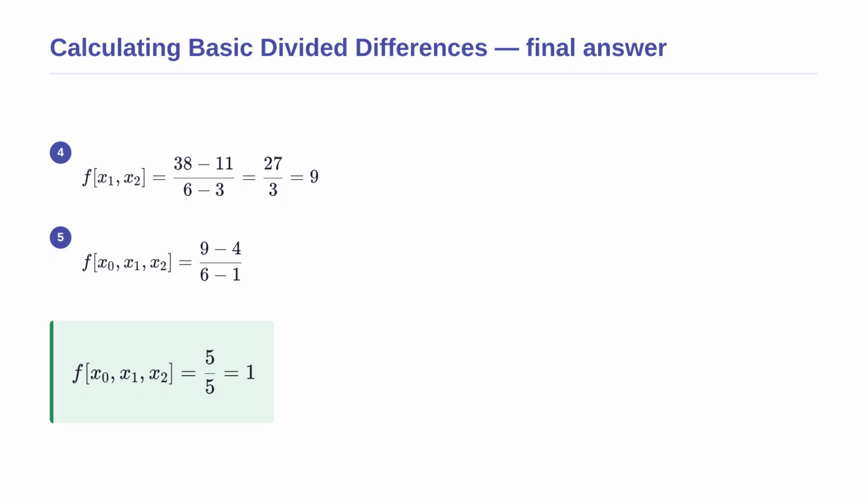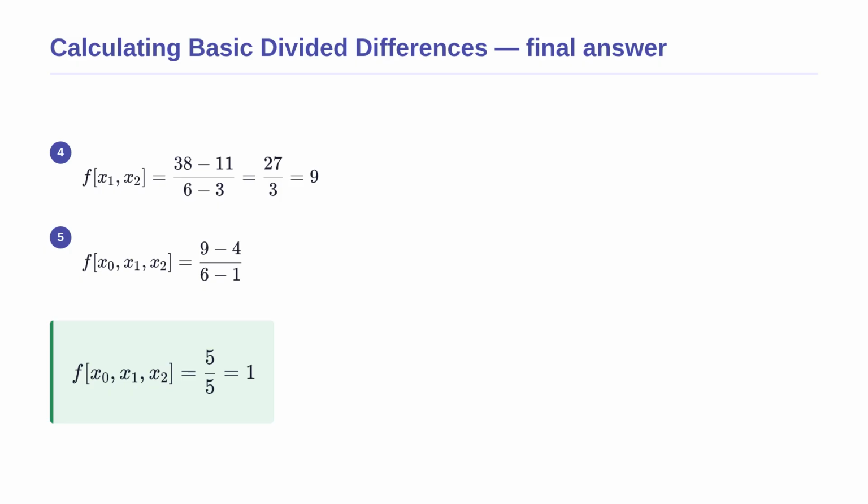Continuing with our data, we next calculate the first divided difference for the second pair of points. The position changes from 11 to 38 and the time changes from 3 to 6. Dividing 27 by 3 gives a rate of change of 9. The slope has increased, indicating acceleration. Finally, we calculate the second divided difference.